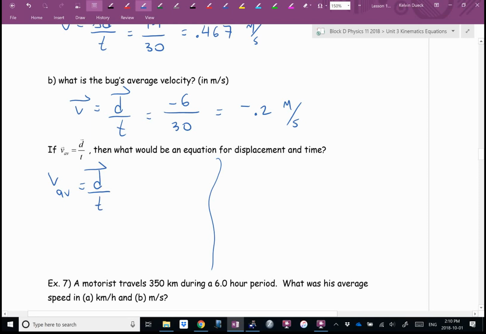I want to get the d by itself. What else is on the same side as the d? T. What's the t doing? Adding, multiplying, dividing, or subtracting? Dividing on the right is the same as doing what on the left? We're using your equation solving rules.